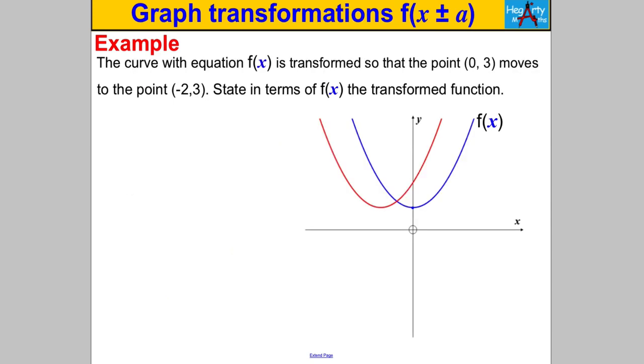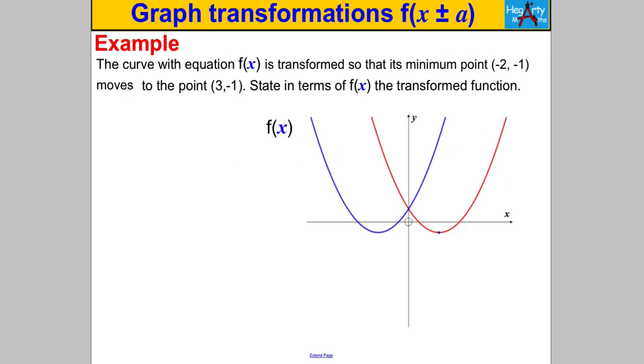Well, we're told the curve with equation f of x is transformed so that 0, 3, this must be this point here, moves to the point negative 2, 3, which must be this point here. State in terms of f of x the transform function. Well, it seems that the function has moved to the left by 2 units. So remember, if we're moving to the left, it must be f of x add 2. Remember that add 2 makes us move to the left by 2 units. So that is the transform function.